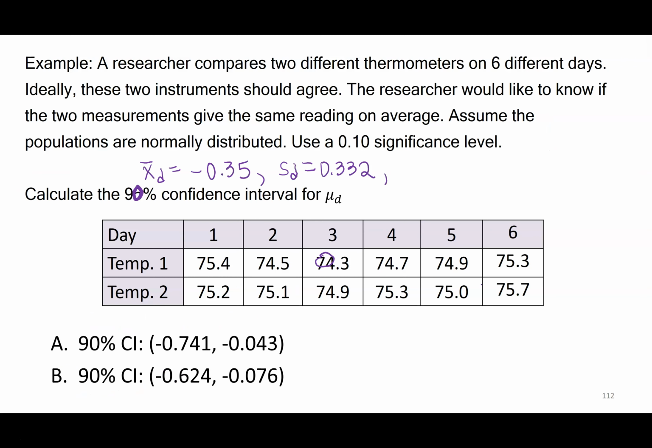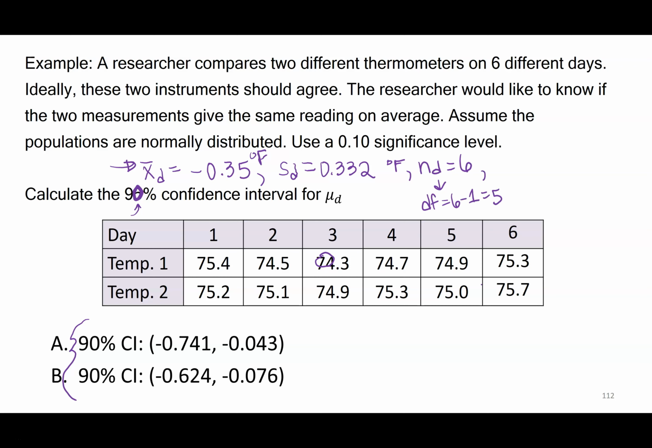Different question. It wants the 90% confidence interval. It said 95, not sure why. If you look here, it says 90% here. So I'm going to write out what I know. For starters, the sample mean is negative 0.35 degrees Fahrenheit. The standard deviation is 0.332, also degrees Fahrenheit. The number of pairs that I have is 6, which means I'm going to have degrees of freedom 6 minus 1, that's 5.